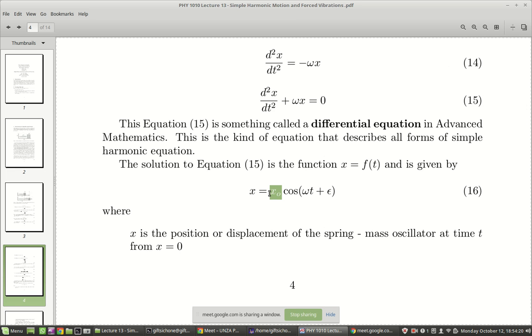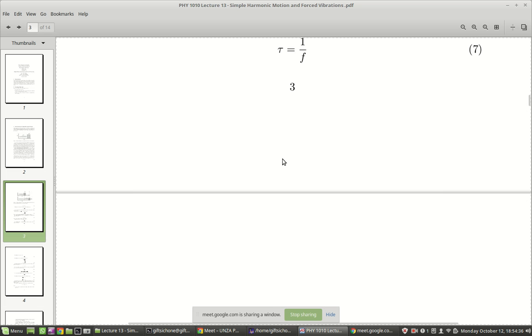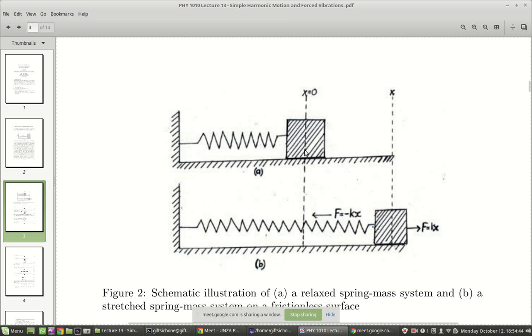So when you put the mass to one end like that, the maximum extension from the equilibrium position, that is the x naught. This one here. X naught is the maximum extension from the equilibrium position, and it is given a special name. It's called the amplitude.